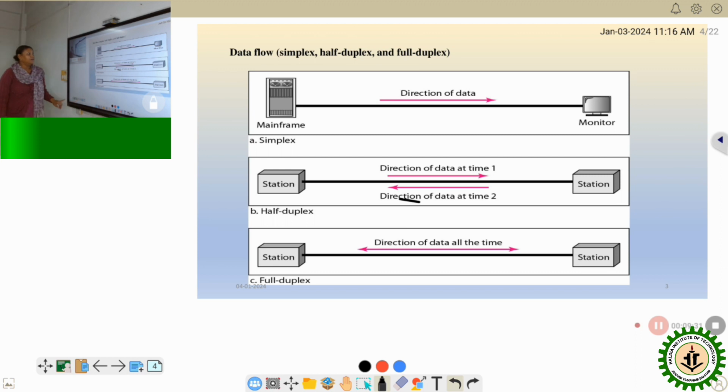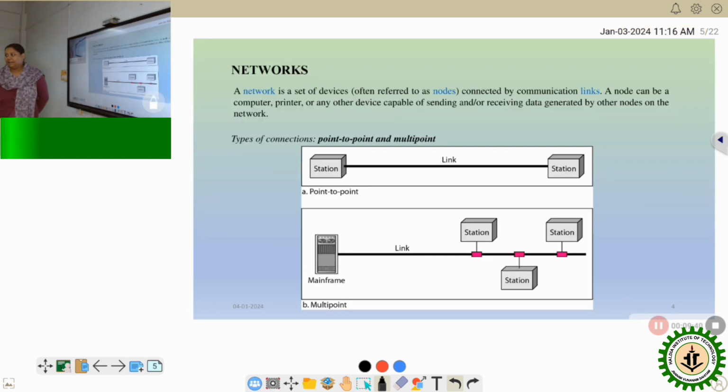So these are the data flow techniques. These are the categories of data flow techniques in our communication system. Now the term comes, networks. That is computer networks. So first we discuss the formal definition of computer networks.